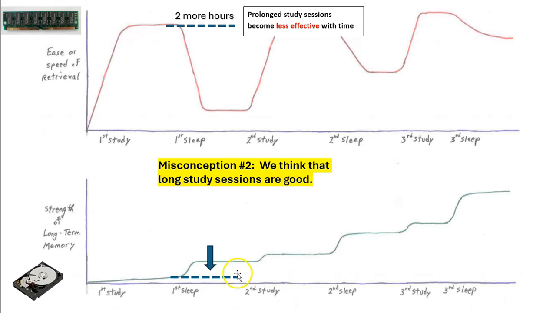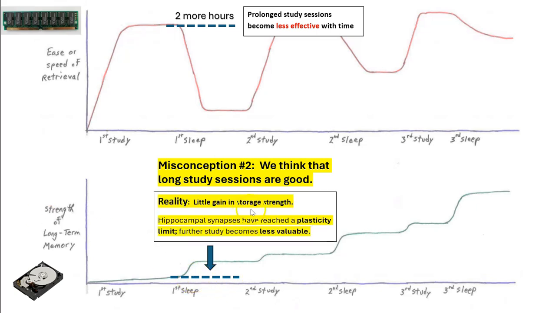The problem is, psychologists argue that we're not going to be making gains in the storage strength like we would want to. So the reality is that we will be making little gain in storage strength if we just keep on studying for hours and hours. And one proposal for why this is that hippocampal synapses have already reached a plasticity limit. So let's say by a half hour, 45 minutes, your hippocampal neurons have already been stimulated and they're already growing stronger synapses to some maximum limit.